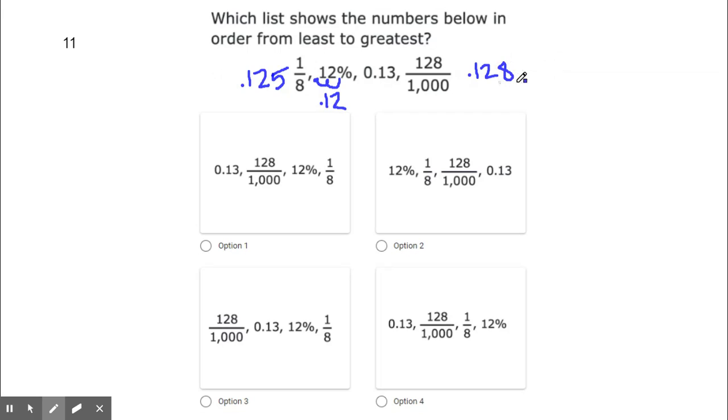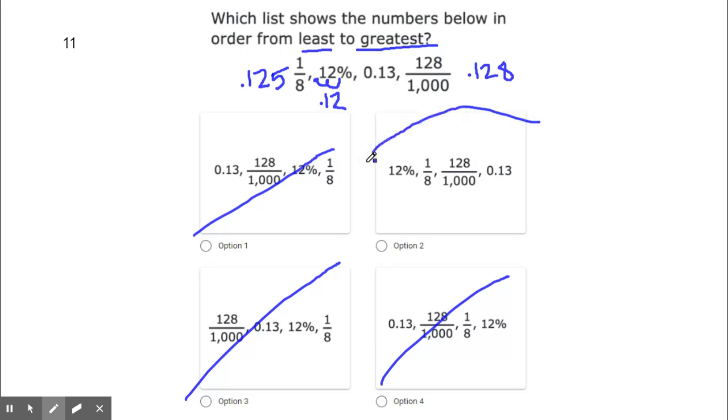Knowing this, I can figure out which one's the smallest because they want me to put these in order from least to greatest. So little to big. Okay. So the smallest one that I have is 12. That'd be like 12 cents. This one's got some extra behind it. So 12% should be the first one listed. If I look at option 1, that's not what's listed first. Look at option 2, that is what's listed first. Option 3, nope. Option 4, nope. So that's only leaving one answer choice. 1/8 would be the next one because it's 0.125, then 0.128, and then 0.13. So the correct answer is option 2.